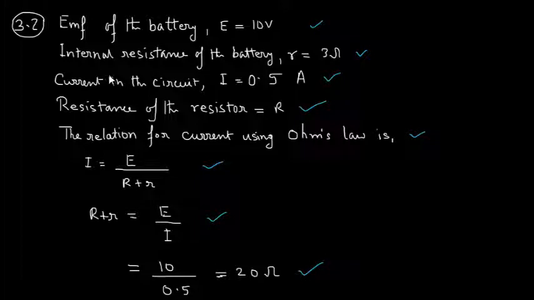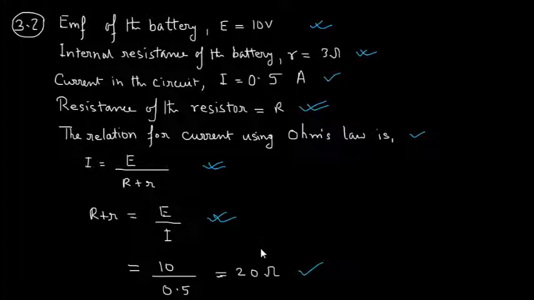Let us see the solution of 3.2. EMF of the battery E is equal to 10 volt, which is given. Internal resistance of the battery r is equal to 3 ohm. Current in the circuit I is equal to 0.5 ampere. Resistance of the resistor is equal to capital R. The relation for the current using Ohm's law is I is equal to E upon R plus r. Therefore, R plus r is equal to E upon I.